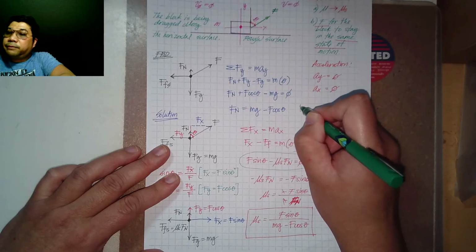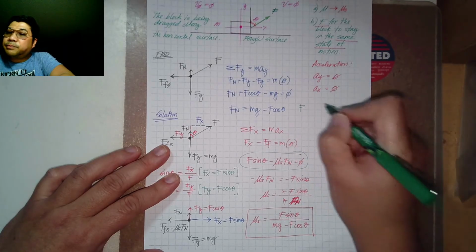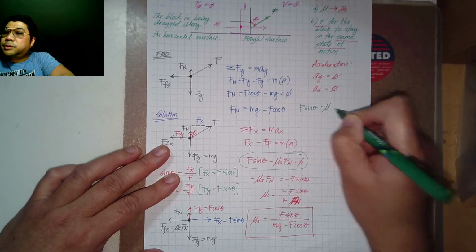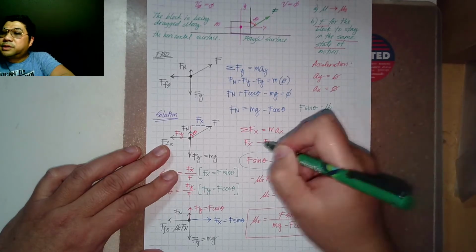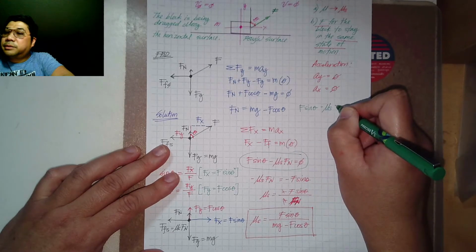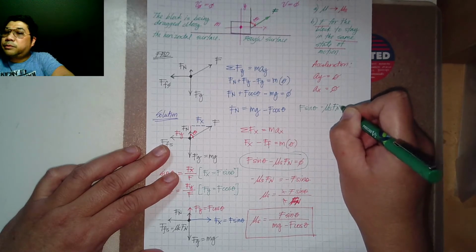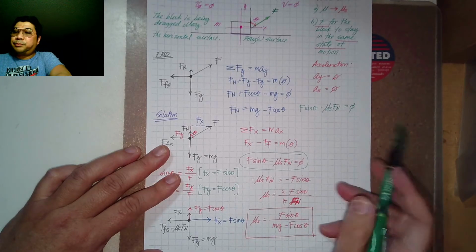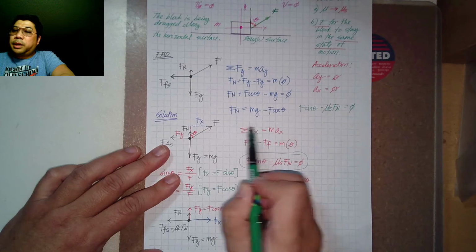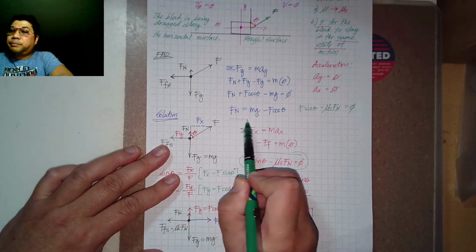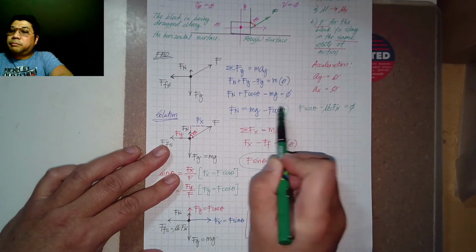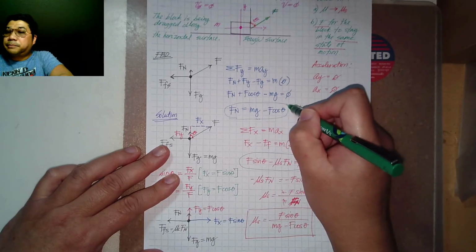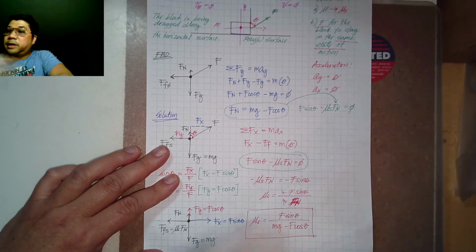Which is F sine theta minus mu, or the coefficient of static friction, multiplied by the normal force equals 0. But we also know that the normal force is simply equivalent to mg minus F cosine theta. So let's plug in that value.